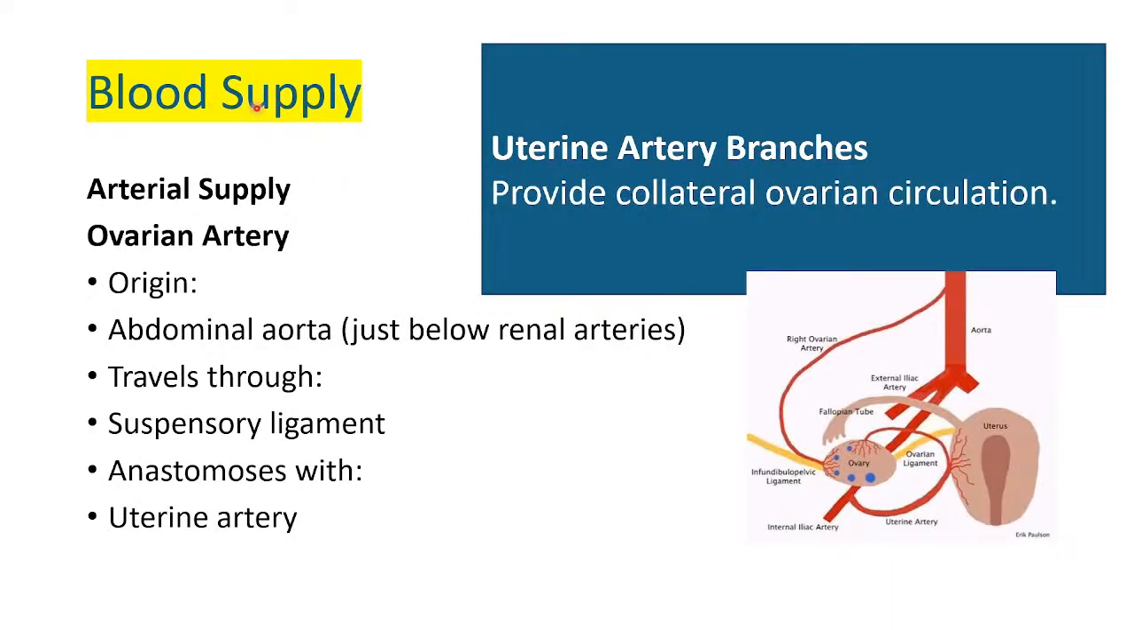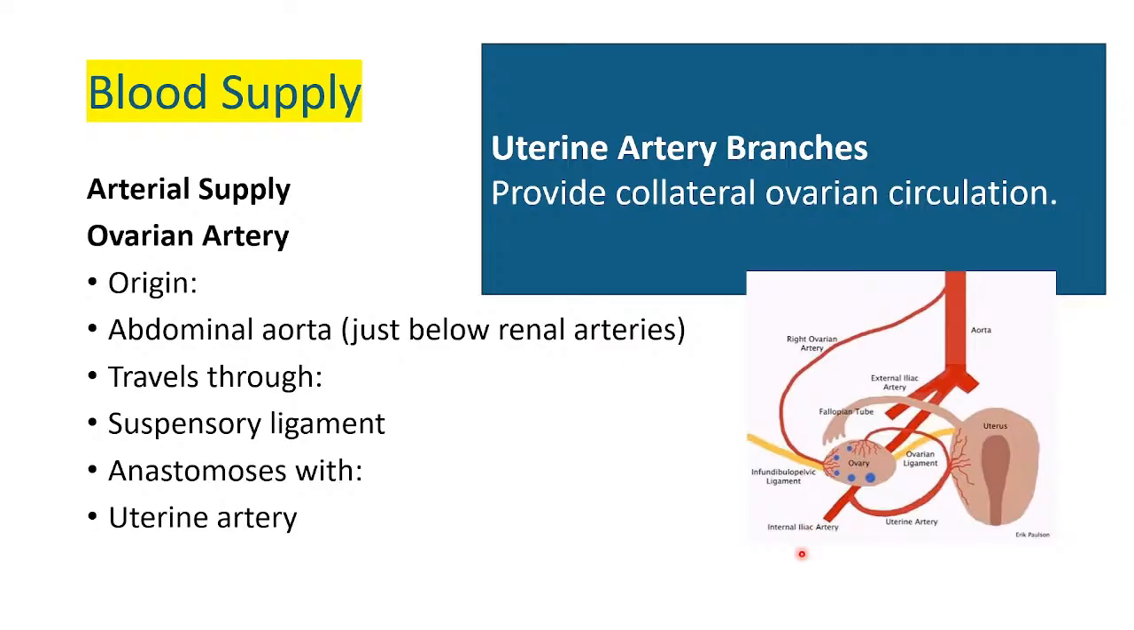So the blood supply of the ovary, the arterial supply: ovarian artery, origin, abdominal aorta just below the renal arteries, travels through the suspensory ligament, anastomosis with the uterine artery. So you can see the uterine artery branch provides the collateral ovarian circulation.